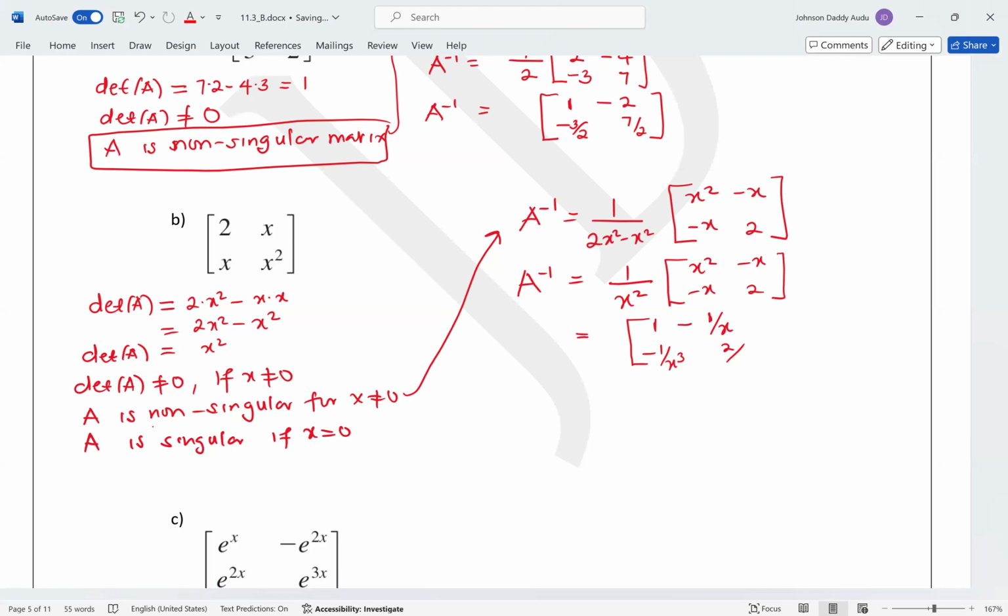Yes, so this is not going to be that way, sorry. It's just going to be minus 1 over x as well. Okay, and this is going to be 2 over x. So this is A inverse. But mind you, x is not equal to 0.